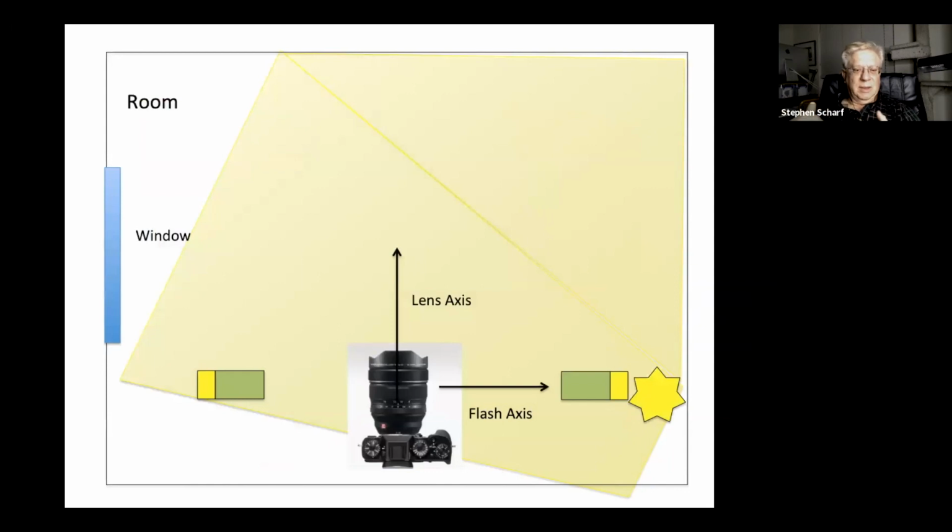And this is nice because this is going to save you. You don't have to buy TTL flashes. You can buy these inexpensive Yongnuo flashes or the Godox 8200s. They all work in manual, and you can be shooting everything in manual.